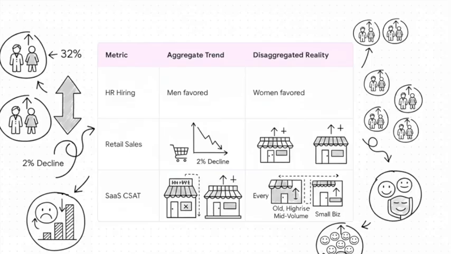Now consider retail. A chain reports a 2% decline in year-over-year same-store sales, yet every individual store grew. How? The chain had simply opened new stores in low-volume markets and closed old ones in high-volume markets, shifting the aggregate weight. Finally, think about software. A SaaS company sees its average customer satisfaction decline, even though satisfaction is actually up in their enterprise, mid-market, and small business tiers. The reality is the company added a massive volume of small business customers who inherently score lower, and that masked the improvements across every single tier.